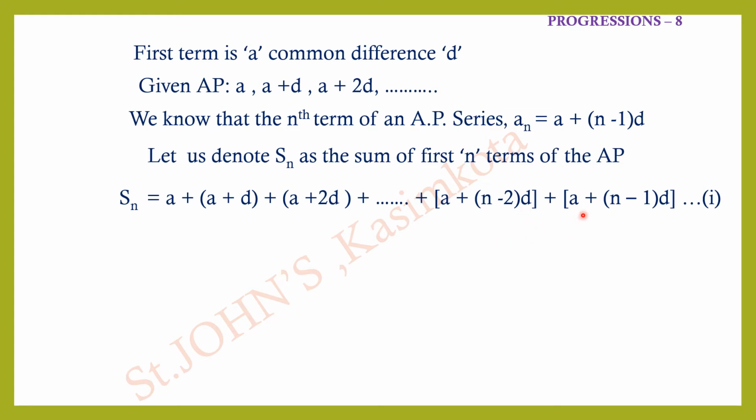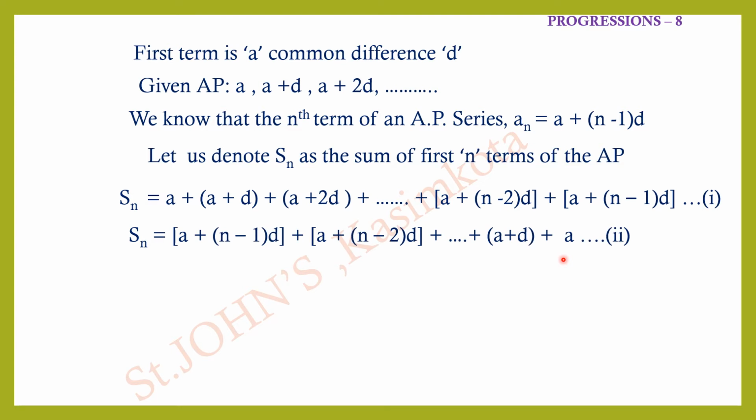First one, a plus (n minus 1) into d. Next one, a plus (n minus 2) into d. Next one, a plus (n minus 3) into d. Plus so on, a plus 2d, a plus d, and a. That is another sum, the sum of n numbers by the reverse process: a plus (n minus 1) into d, next a plus (n minus 2) into d, and so on, a plus d, a. So this is the first one, this is the second one.